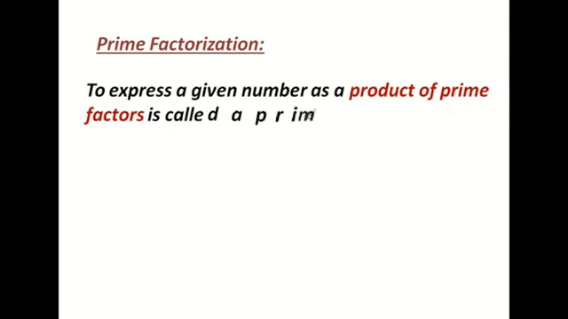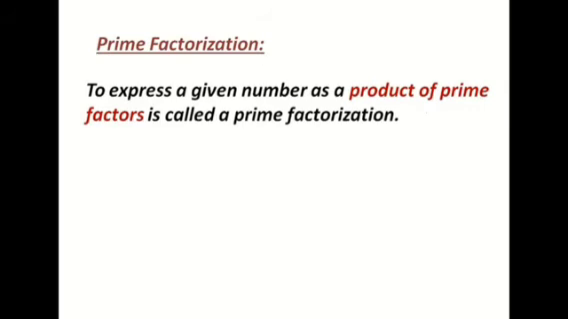Now I want to discuss prime factorization. What is prime factorization? If you factorize any number and the factors come in terms of prime numbers, then if you multiply those prime factors, you'll get back the number. That method, that process, is called prime factorization. To express a given number as a product of prime factors is called prime factorization.